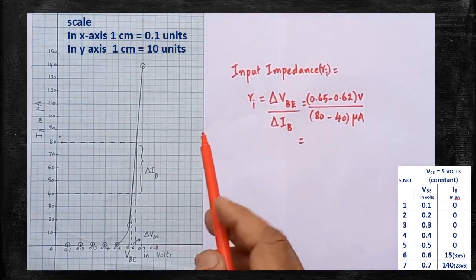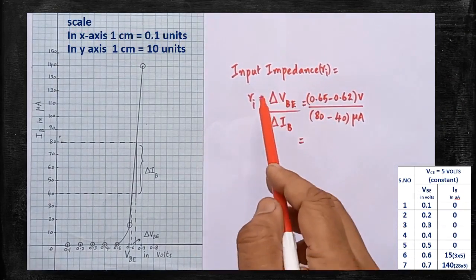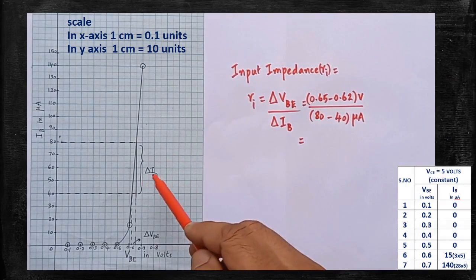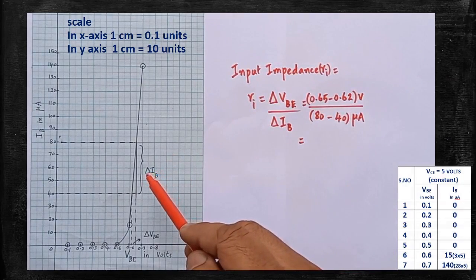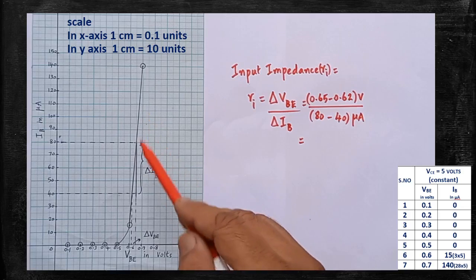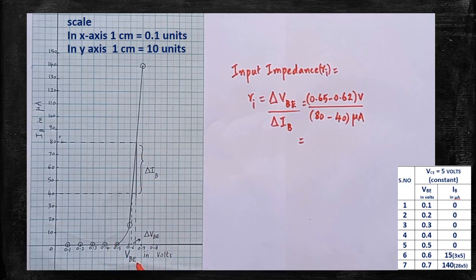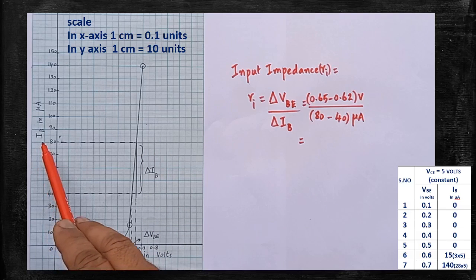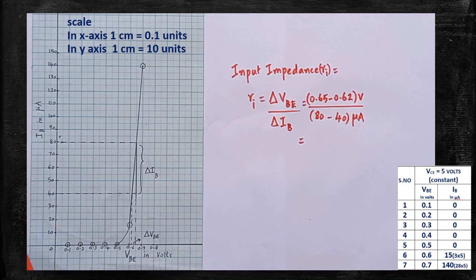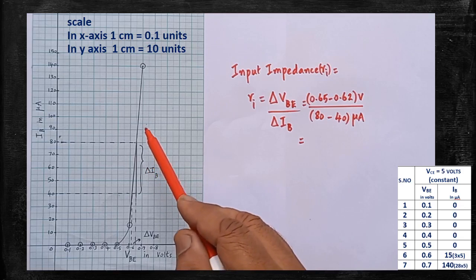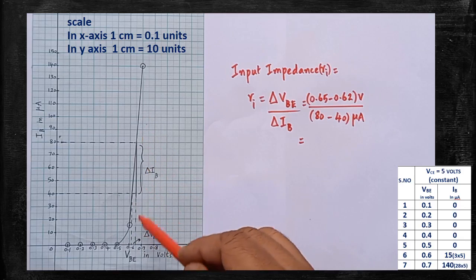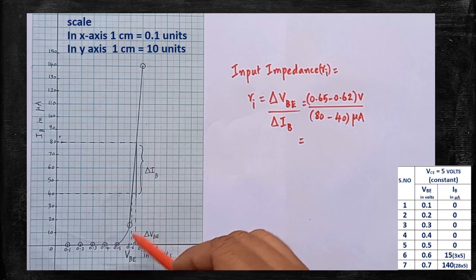Now we are going to calculate the input impedance of the transistor. Already by using the tabulated values, the graph is being drawn. In the x-axis the VBE values are taken, and in the y-axis the base current IB is taken. By using the tabular column values, all the values are plotted and the graph is drawn. After plotting all the values and connecting all the points, you will get the graph like this. The shape of the graph will be like this.